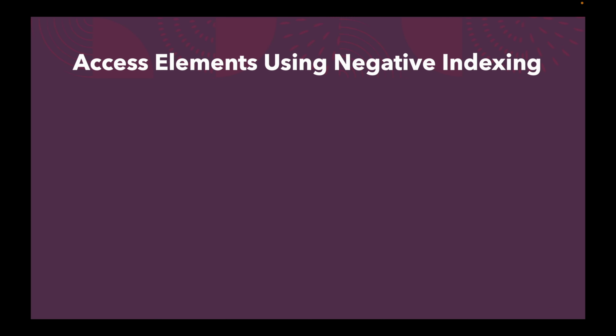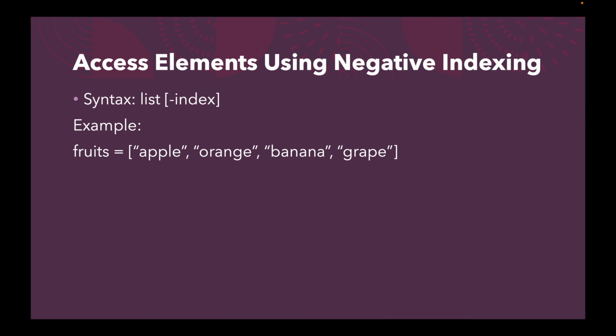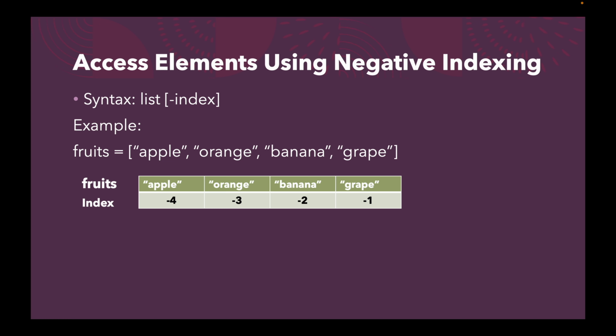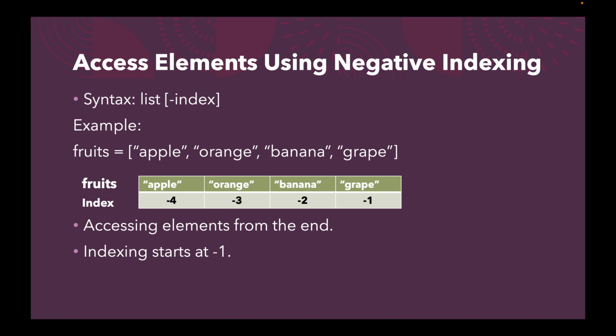Now let's discuss how we can access elements of list using negative indexing. The syntax is list minus index. I'm going to take the same example of list named fruits. Here we have our list fruits, and in this case we use negative indexing. This means we can access elements from the end, and the index of the last element here is -1, and the second last element is -2, and third is -3, and then -4. Therefore the list item like banana can be accessed with fruits -2. Now let's go and see in the Python code.